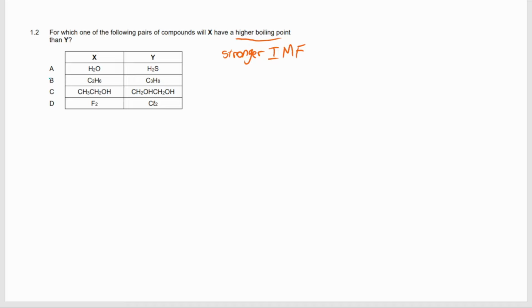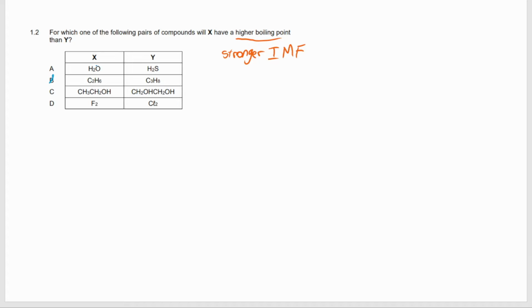Okay, so we know B is wrong, because this will actually have a higher boiling point because it has more electrons. Okay, so both of these are alkanes. It's just Y is propane, whereas on the left we have ethane. So this one has more electrons. Okay, so it'll have stronger intermolecular forces because they both have London.